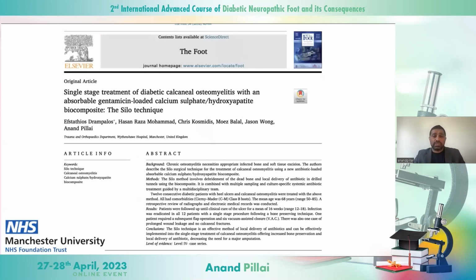Several years ago, we published our data regarding the management of heel ulcers by using a local antibiotic administered directly to the calcaneum after debridement of the heel ulcer. We call this a silo technique. I'm quite proud to say that this has now been adopted by various centers, and this is the go-to technique in the management of calcaneal osteomyelitis and also heel ulcers.